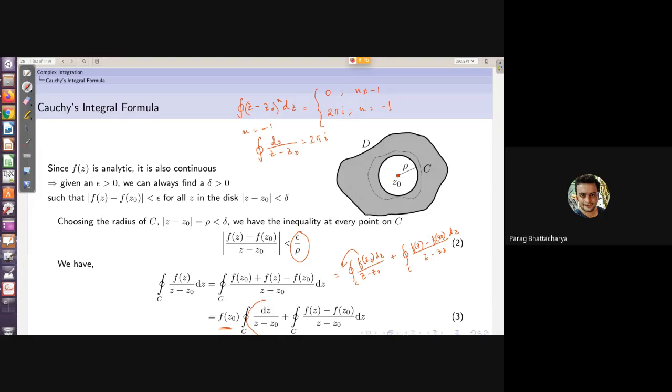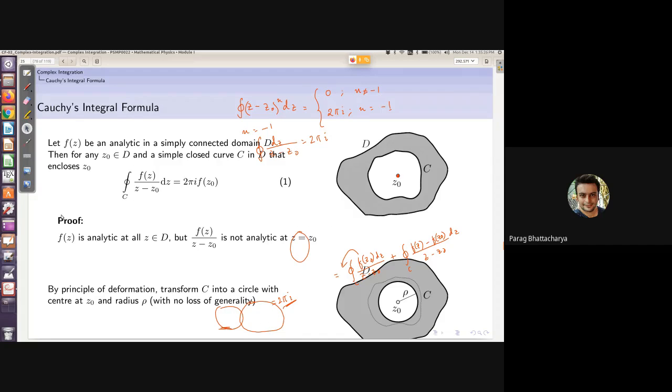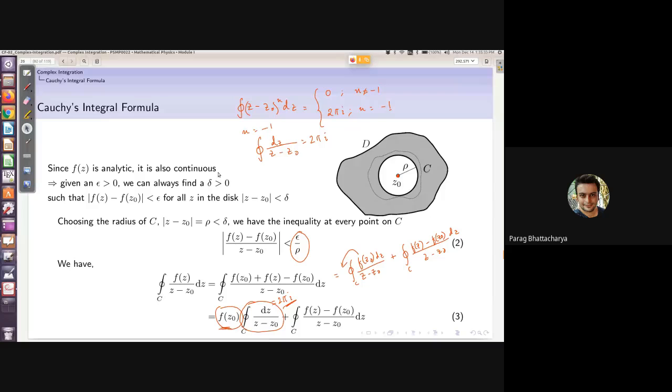So we already know this. This result will be equal to the result of this integral, the first integral that we have here. Its result will be equal to 2 pi I, and already there is f of z naught. So together it will give me 2 pi I into f of z naught, and this is what we have in the Cauchy integral formula, right? So the first integral is going to give me 2 pi I into f of z naught.